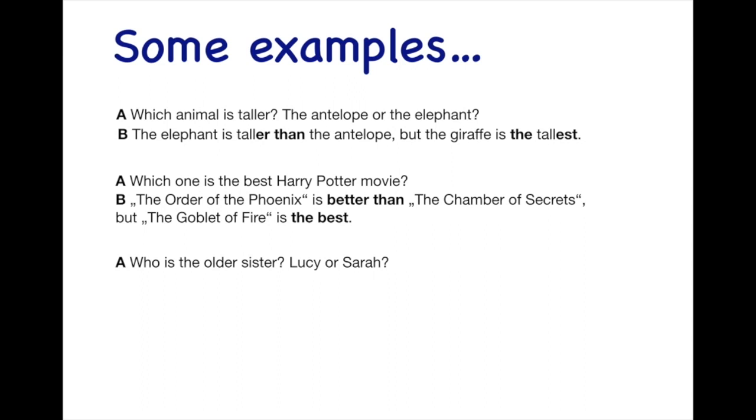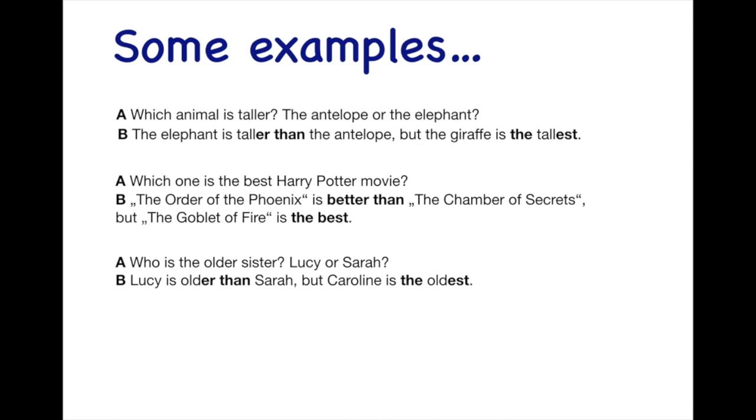Okay, last example. Who is the older sister? Lucy or Sarah? Lucy is older than Sarah, but Caroline is the oldest. Also hier auch wieder. Lucy is older than Sarah. Lucy ist älter als Sarah. Aber Caroline is the oldest, die älteste.